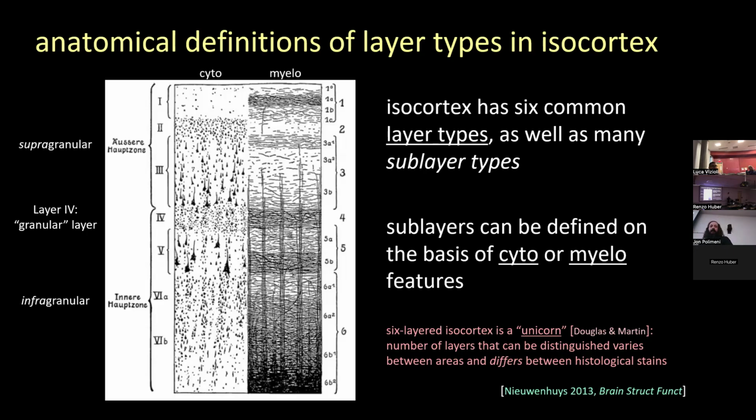Now, while these 6 basic layers or layer types are roughly present across the neocortex, I've heard it said that the 6-layered neocortex or isocortex is really a unicorn. The number of layers that can be distinguished really varies a lot between areas and differs between different histological stains. And so it's quite uncommon to see a given cortical area that has exactly these 6 layers, like in the example of motor cortex that I showed you previously.